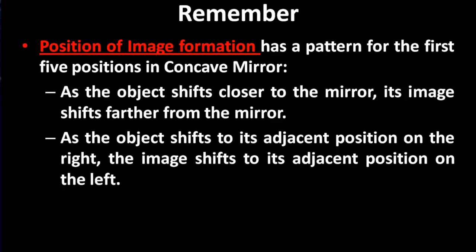The position of image formation also has a pattern for the first 5 positions in concave mirror. As the object shifts closer to the mirror, its image shifts further from the mirror. As the object shifts to its adjacent position on the right, the image shifts to its adjacent position on the left.